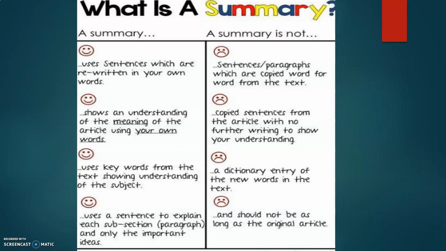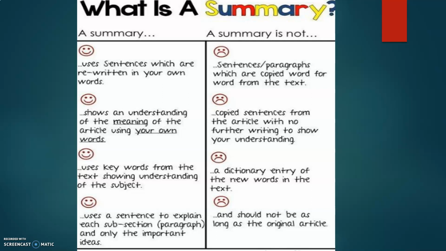Second, it shows an understanding of the meaning of the article using your own words. So it shows that you have understood the story and you can express it in your own words. It uses keywords from the text showing understanding of the subject. So you may use some of the words from the text, but not all the details. It uses a sentence to explain each subsection or paragraph and only the important ideas. Right. The summary has only the most important parts of the story and its important ideas. It doesn't have the full details of the story.